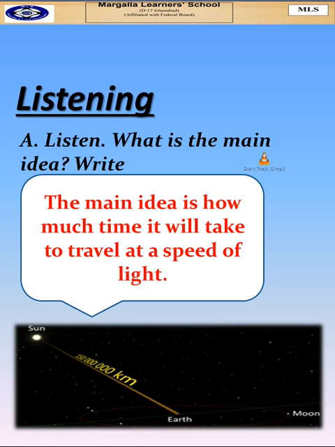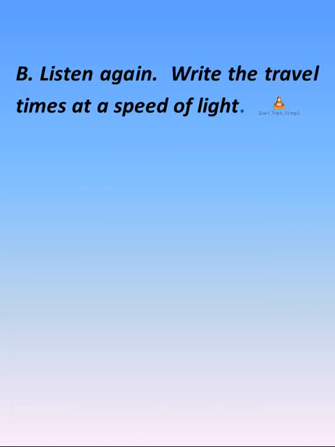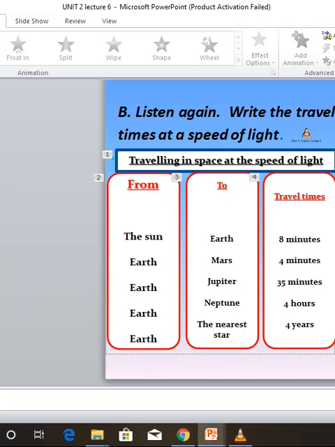Let's move onwards. B part. B part is about listen again and write the travel times at a speed of light. I'm going to play this audio again for you. Now listen to this audio very carefully because now you have to fill the chart mentioned just below this part B.